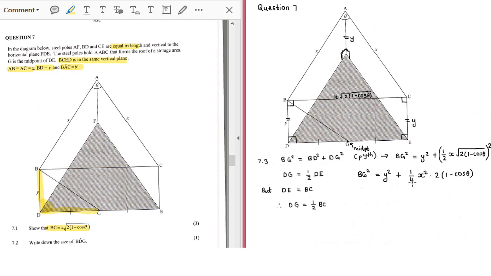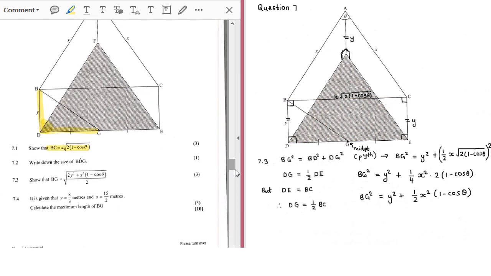So what's going to happen now? Well, this 2 will cancel out with one of the 2's in the 4. So we'll have that BG squared is equal to y squared plus a half this time, x squared into 1 minus the cosine of theta. Okay, so let's just look at where we are going.